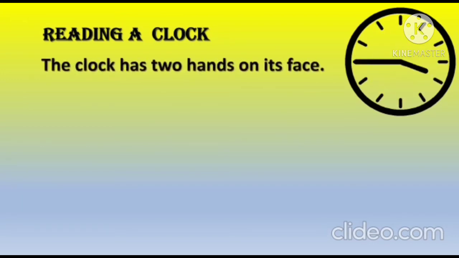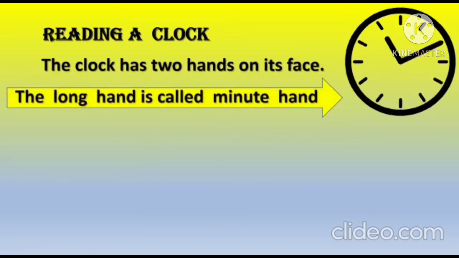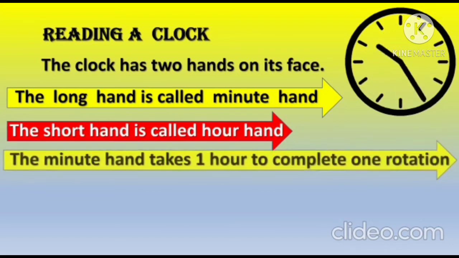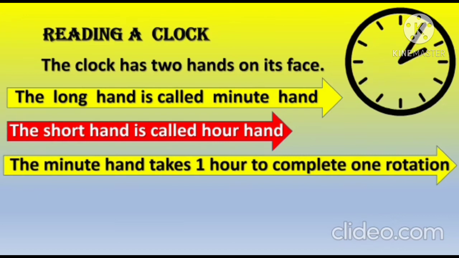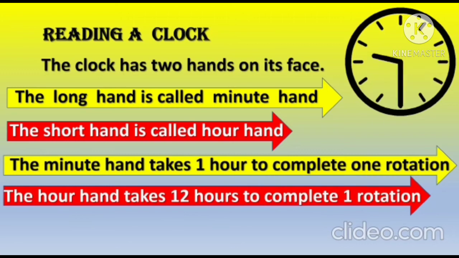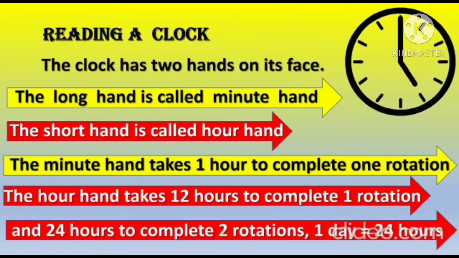We have learned that the clock has two hands on its face. The long hand is called minute hand and the short hand is called hour hand. The minute hand takes 1 hour to complete one rotation and the hour hand takes 12 hours to complete one rotation. And it takes 24 hours to complete 2 rotations. That means one day is equal to 24 hours. 12 plus 12 equal to 24.